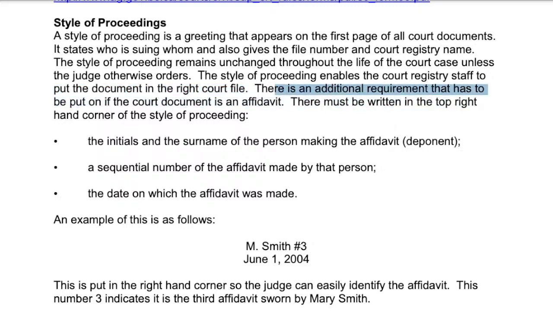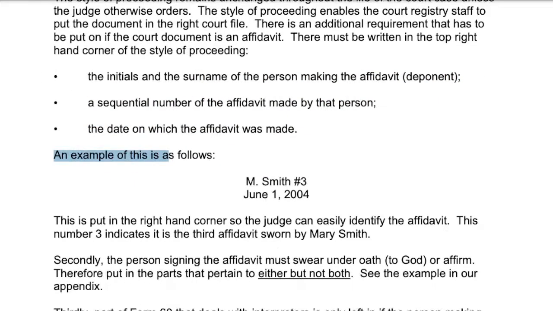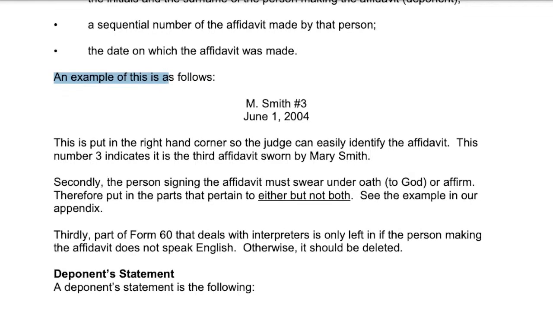There's an additional requirement that has to be put on if the court document is an affidavit. There must be written in the top right-hand corner of the style of the proceeding the initials of the deponent, the sequential number, the date. Example follows. Okay, so this is technical stuff here for British Columbia.